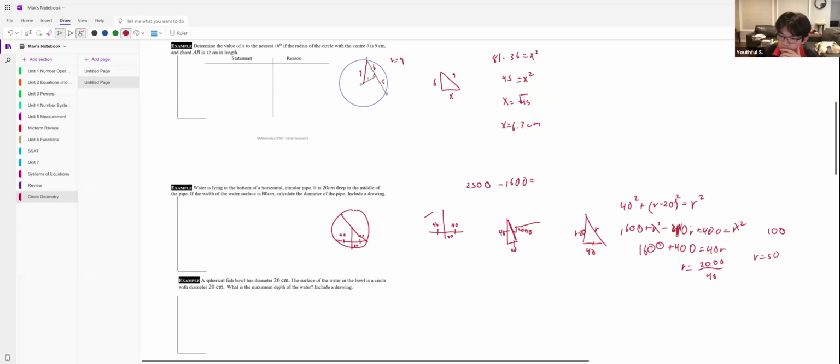So then 1600 plus 400 is equal to 40r, since we'll just add 40r to both sides and move it to the other side. So then 2000 is equal to 40r, and r is equal to 2000 divided by 40. So that's going to be 50, and the diameter is therefore equal to 100 centimeters.